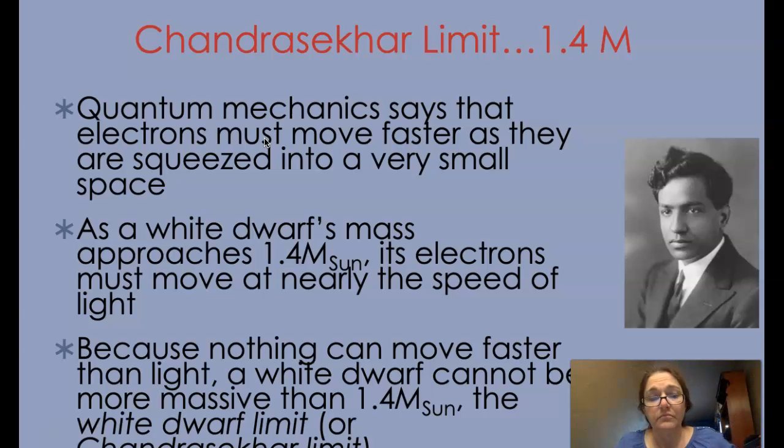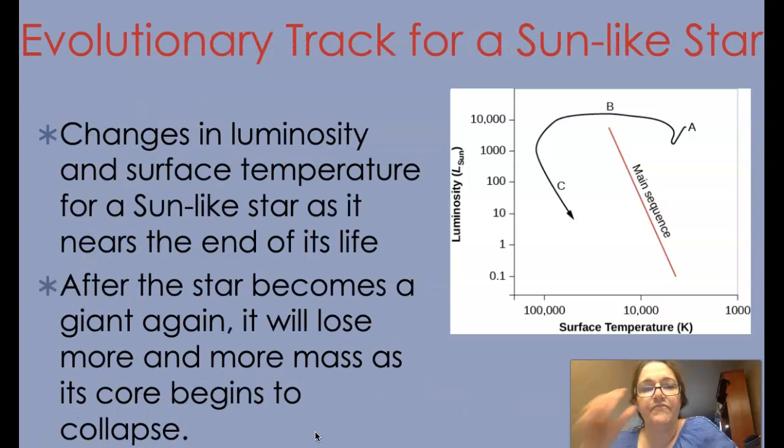And so 1.4 solar masses becomes the white dwarf limit or the Chandrasekhar limit. We will see this a couple of times before the end of the semester because this limit helps us figure out distances in this universe, actually. Helps us figure out the distance to faraway galaxies. But I'm getting ahead of myself.